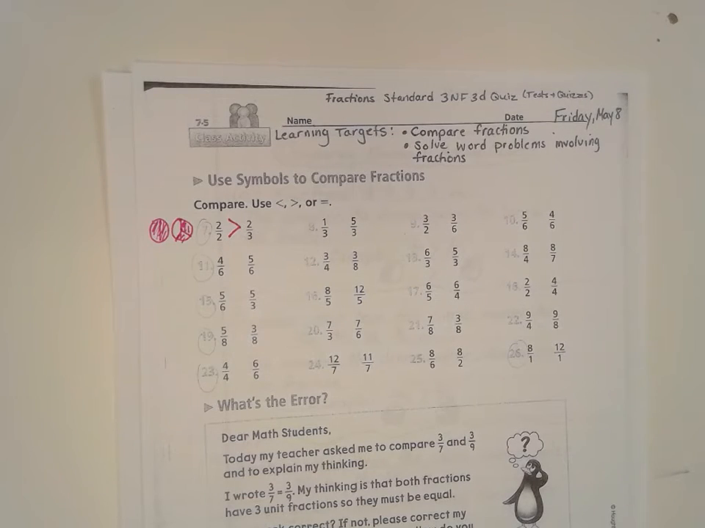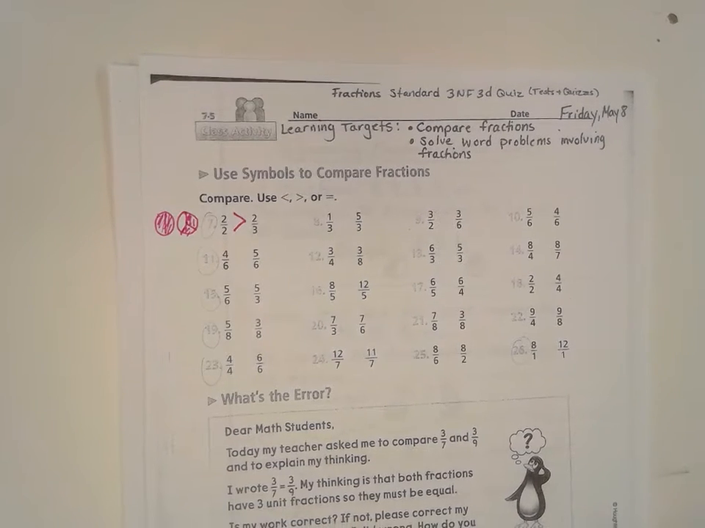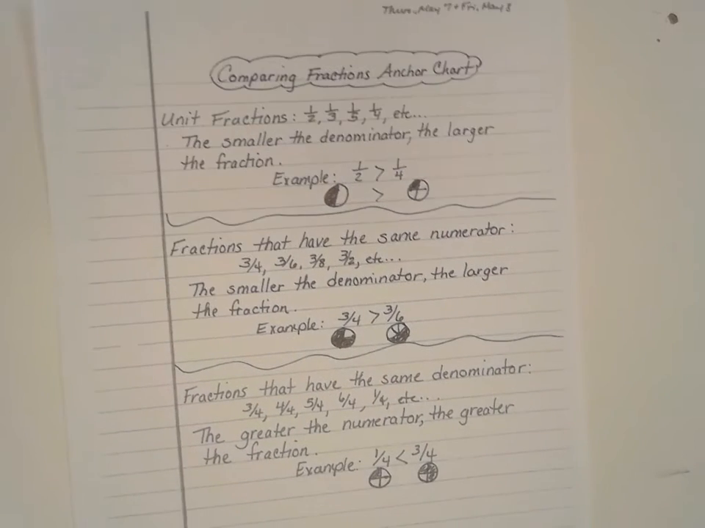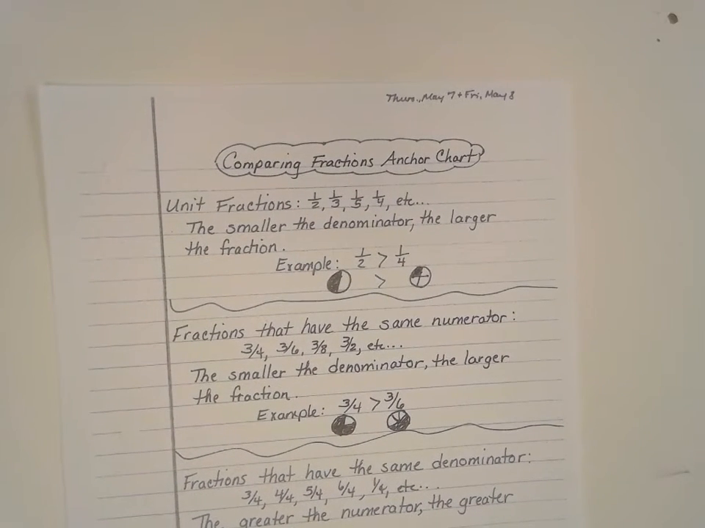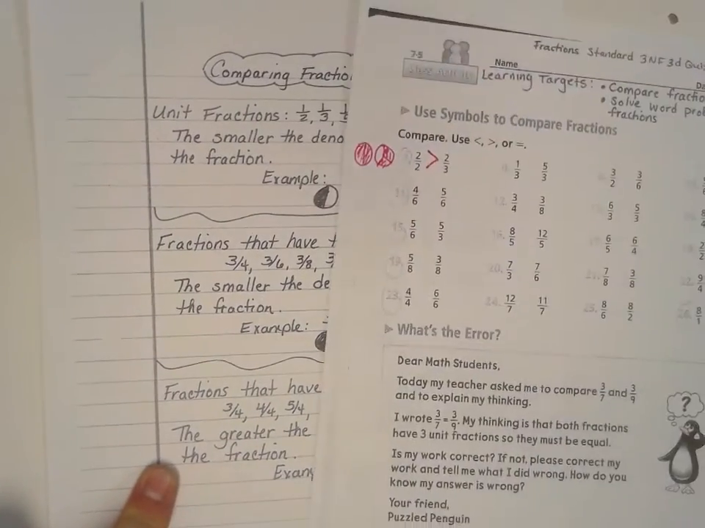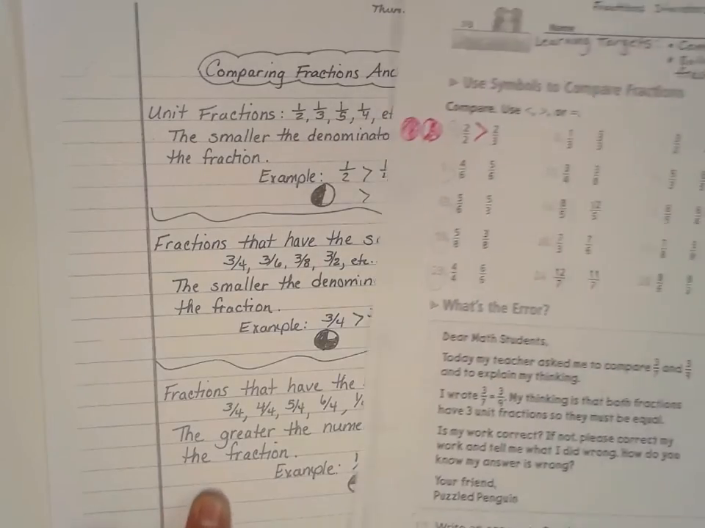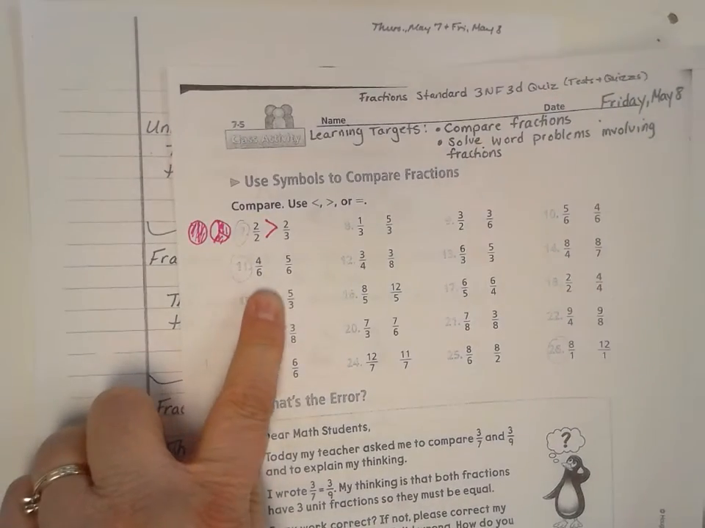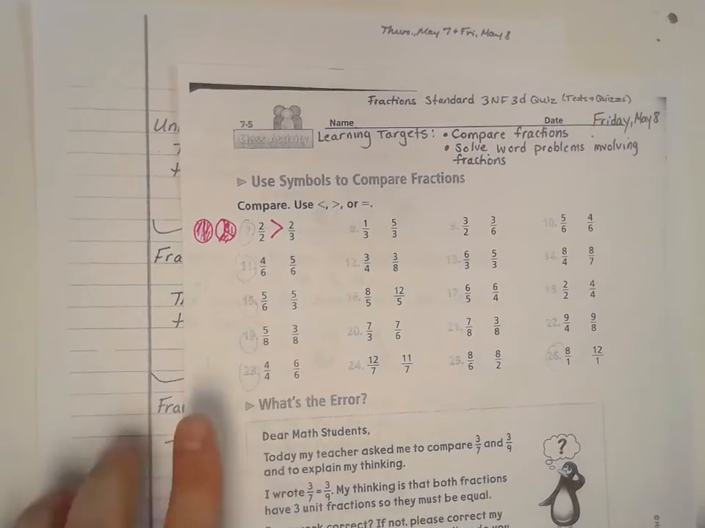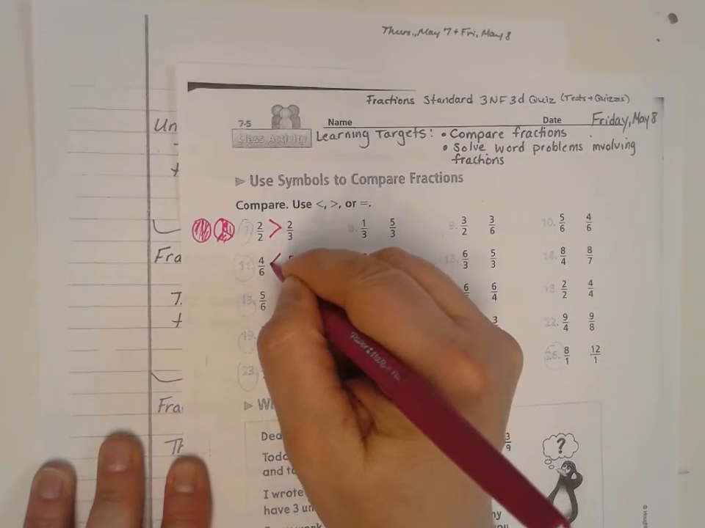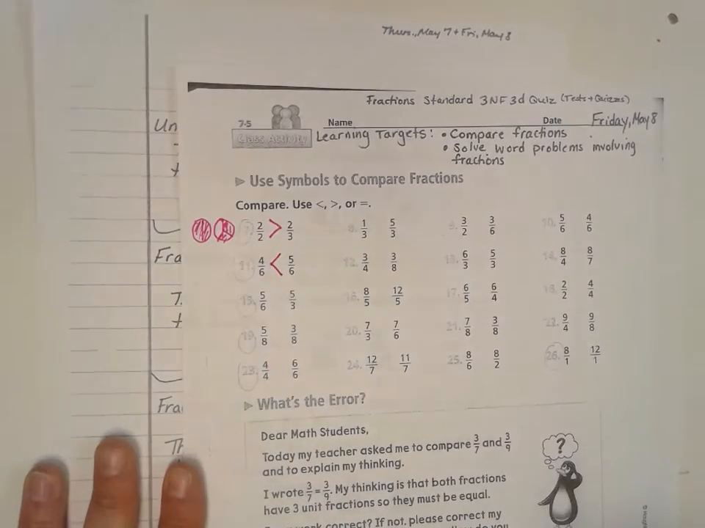All right, 4/6 and 5/6. Let's see what rule that is. In this case, the denominator is the same, and we just need to look at the numerator. The greater the numerator, the greater the fraction. If you have 4/6 or 5/6, which would you rather have? You'd rather have 5/6. The pieces again are the same size, just the amount of pieces that you've got.